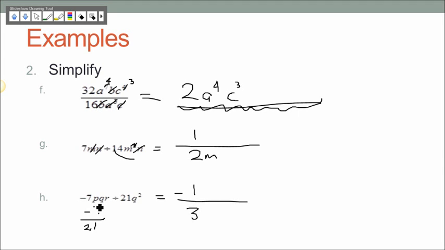Let's do our letters now. So we've got 1p on the top, but none on the bottom. So that will just stay as the letter P. Now with the Q's, we've got 1 on the top and 2 on the bottom. So 1 will go from the top and 1 will go from the bottom, and there's still 1 left over. So that will just be placed on the bottom where it belongs. Now with regards to the R, there's 1 on the top but none on the bottom, so that will just stay where it is. Nothing happens to that. And so our final answer is minus 1 PR over 3Q.